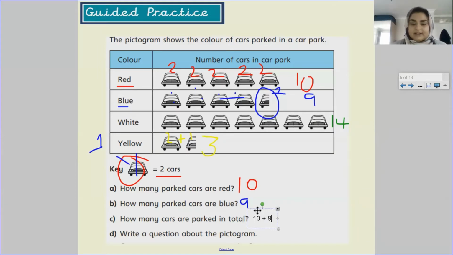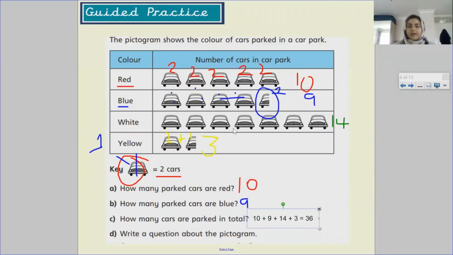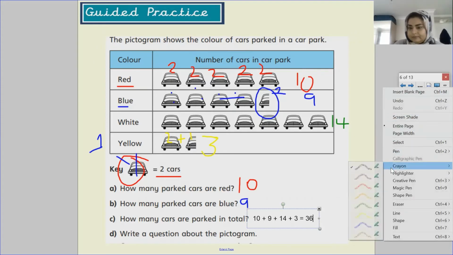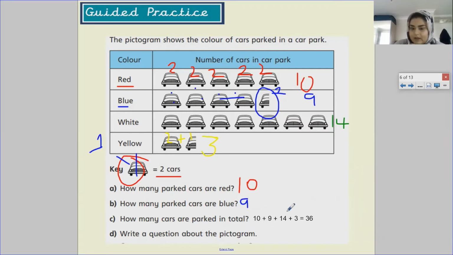So I should have 10 plus 9 plus 14, then plus 3, which gives me 36. What I did was I added these 2 together. So 14 add 3 gives me 17. Then 10 add 9 gives me 19, which in total gives me 36.